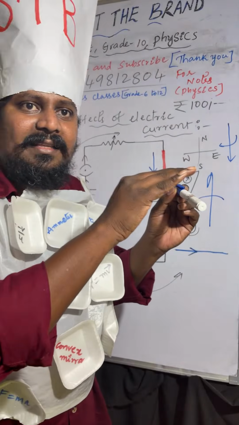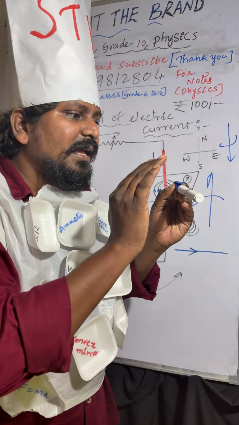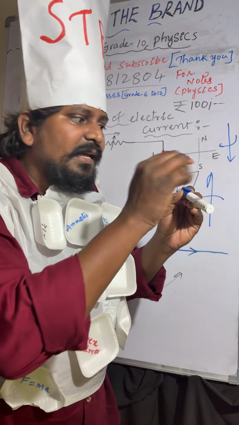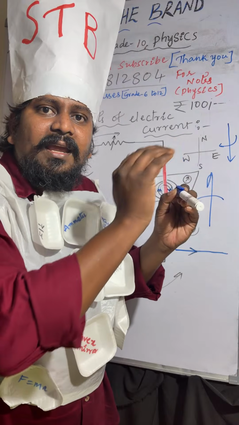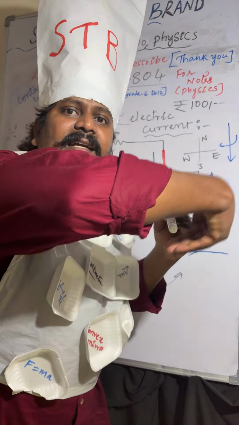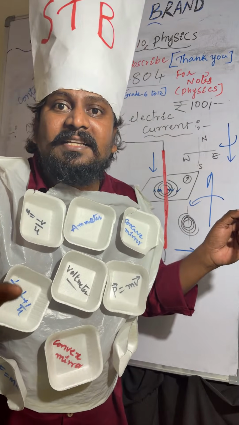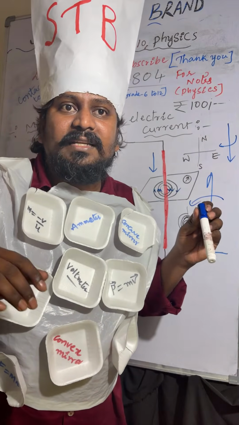Suppose I am taking it like this. Above the conductor, will it be clockwise or anti-clockwise? Above the conductor, it will be clockwise. Below the conductor, it will be anti-clockwise. This magnetic field direction we need to understand.